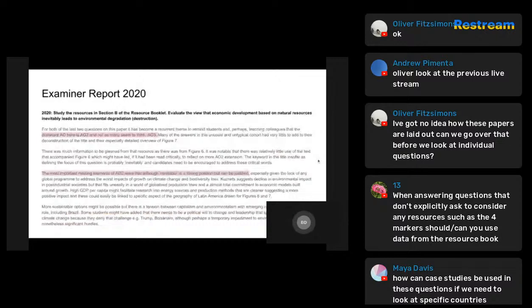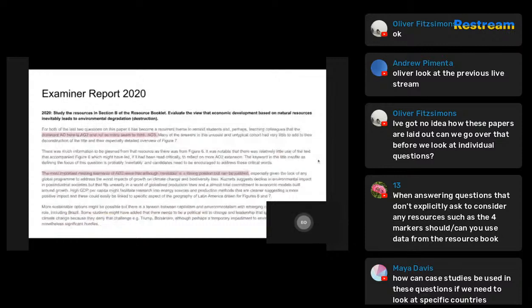Now the examiner report for 2020. Let's have a look at this question. Study the resources in section B. Evaluate the view that economic development based on natural resources inevitably leads to environmental degradation. Here again the examiner is saying the dominant assessment objective is AO2, and not, as many seem to think, AO3.